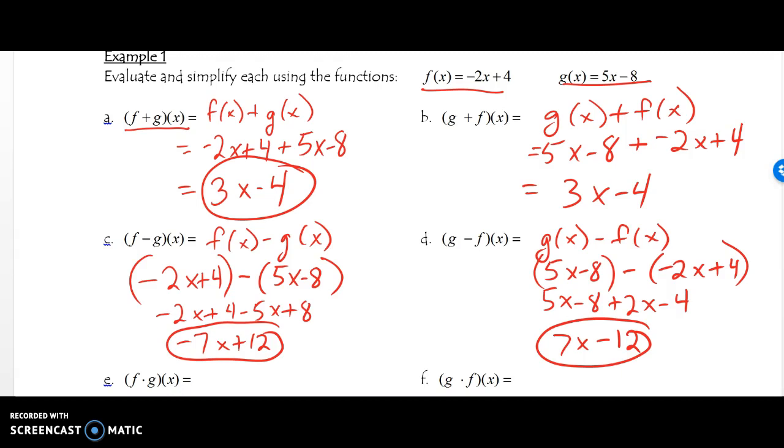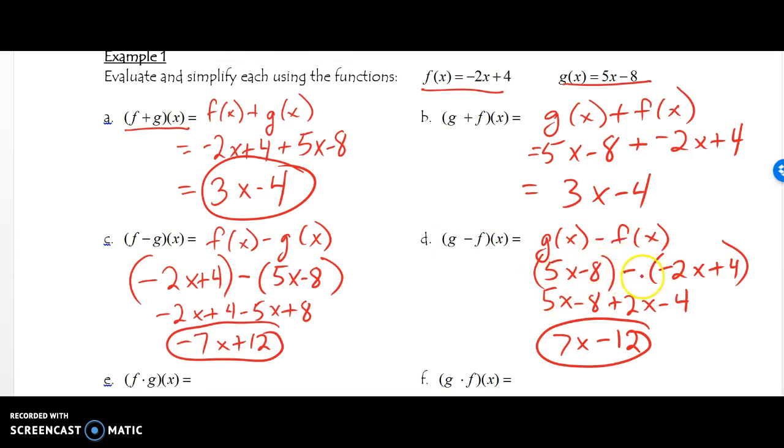Alright, so for C and D, anytime we have subtraction, we need to be careful, especially when we're subtracting a quantity. Notice when I wrote f of x, I put that quantity in parentheses and g of x, because we need to remember that that's subtraction. We're subtracting all of g of x. So that would turn into minus 5x, minus the negative 8 turns into plus 8. Combine your like terms.